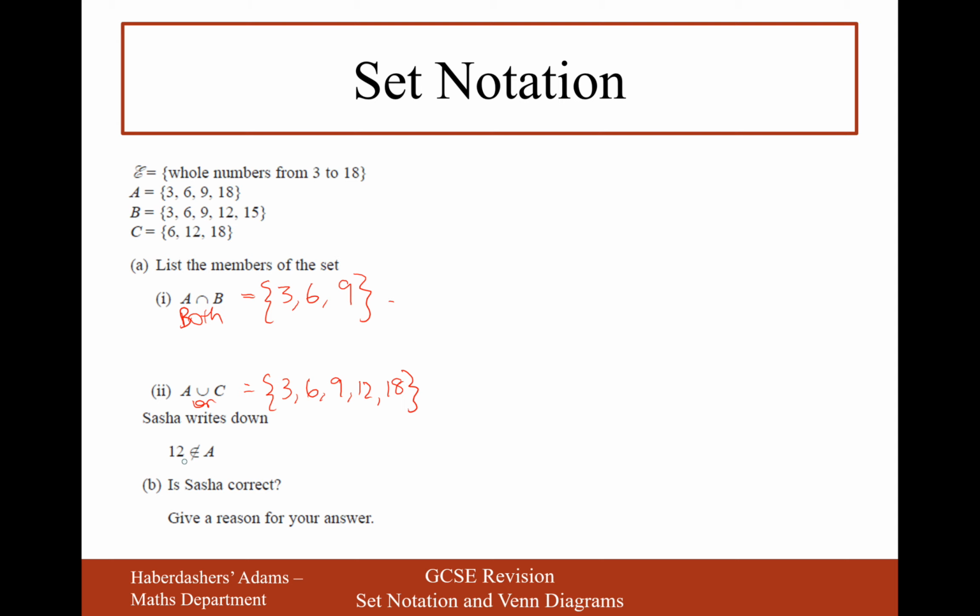Sasha writes down that 12 exists, it's the E symbol with a line through it, which means does not exist in. So 12 does not exist in A. Is Sasha correct? Let's look at the set A. Is 12 in there? No, so yes, Sasha is correct. 12 is not in A. Not in set A.